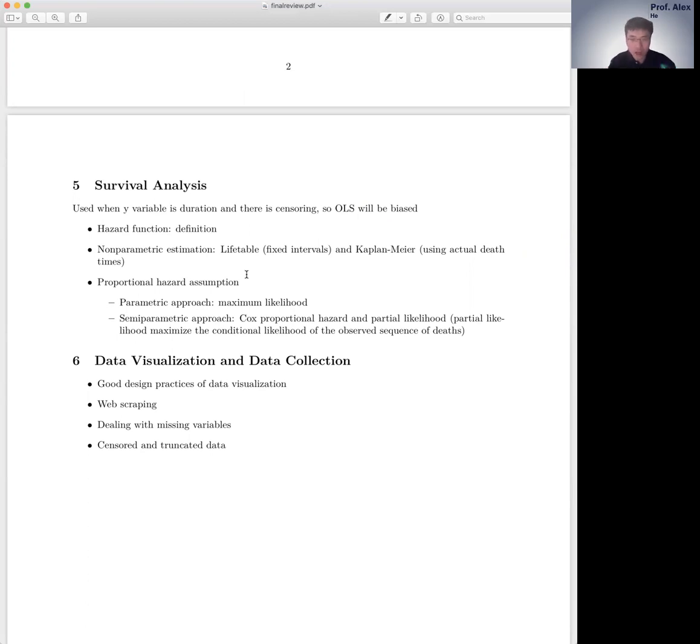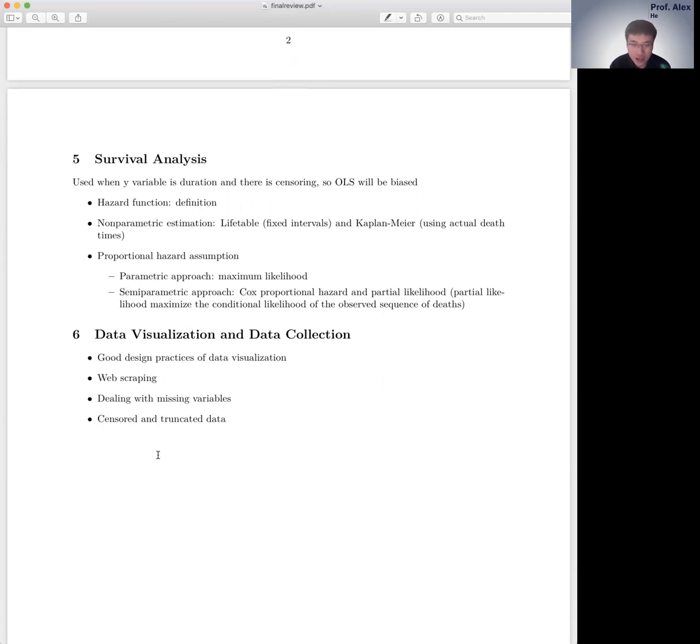So all of these, in the exam, you would both do a little bit of coding and also, more importantly, interpret the results and explain the intuition. All right. And the last part of the course, we talk about data visualization and how to collect the data.